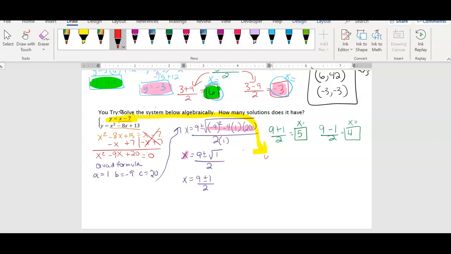So y equals, and instead of x I'm putting in the 5 minus 7. Put that in parentheses so you see that I'm replacing the x value. And then I'm going to write it again. Y equals 4 minus 7. Put that in parentheses. So now I can just do the math. Y equals 5 minus 7, which is negative 2. And y equals 4 minus 7, which is negative 3.